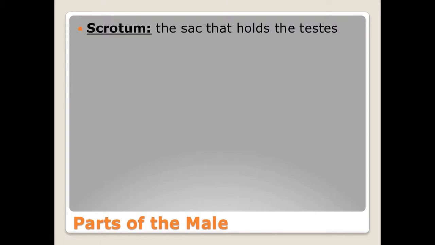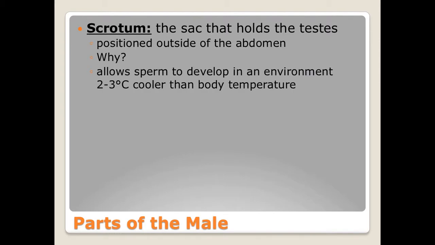So I'm going to go over the functions of the male reproductive system. The scrotum, it's just a sac that is holding the testes. It's on the outside of the body to keep the sperm slightly cooler than air temperature. And there we have it. The testes are within the scrotum and they are producing sperm.